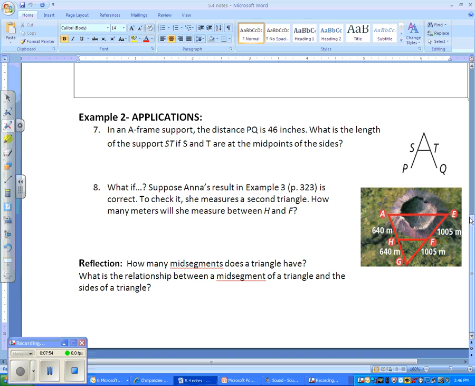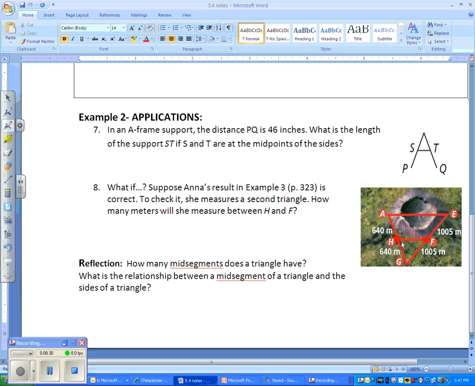So what if your job when you grow up is to find the width of a volcano? Crazy! Of course you don't want to go across this dangerous volcano by yourself and measure it with rulers. So we're going to use the midsegment theorem to try to find out how long this triangle is. So you go to a safe area in the forest, and you measure safely that this is 1,005 meters and this is 640 meters. And then you measure it again, another 640 meters, another 1,005 meters. That means H is a midpoint and F is a midpoint.